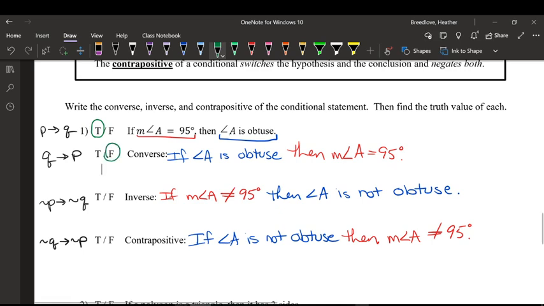Our counterexample was 91 degrees. Okay, so inverse. Now we get to check that one. If the measure of angle A is not equal to 95 degrees, then angle A is not obtuse. Okay, so we're going to change up the second part. If the measure of angle A does not equal 95 degrees, then angle A is not acute.